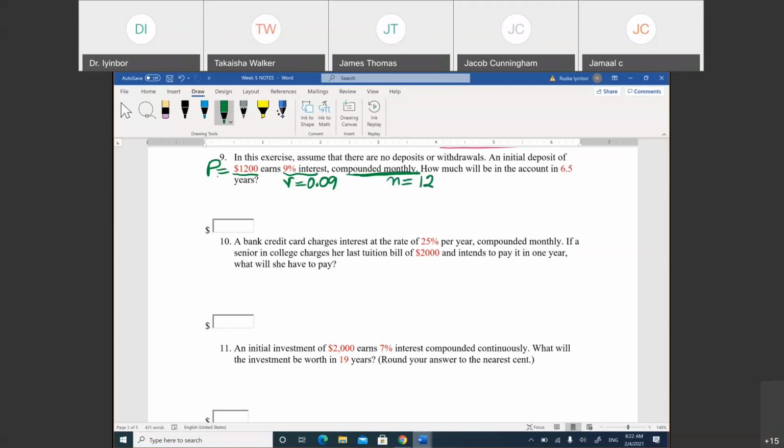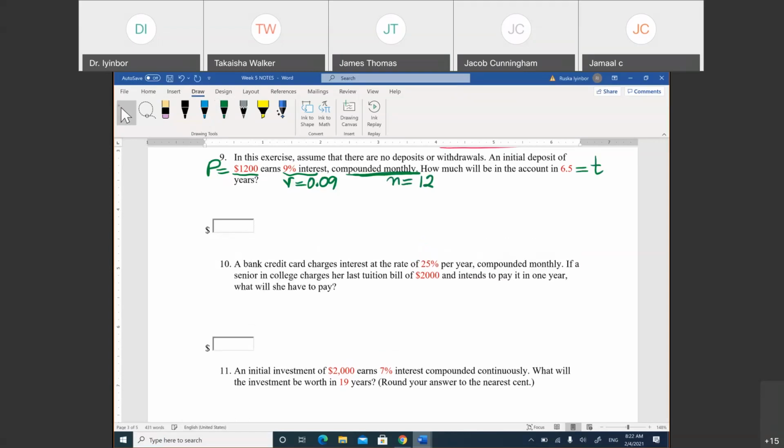And then they're asking how much you'll have in the account in 6.5 years. So the time always has to be in years. So 6.5 is going to be the T in the formula. Now we have everything we need to calculate the amount. So I'm going to write the formula first. The formula is going to be A equals P(1 plus rate over N) with exponent NT.